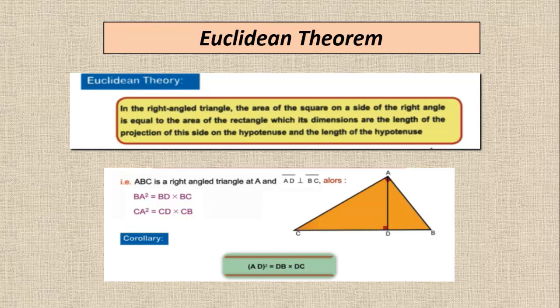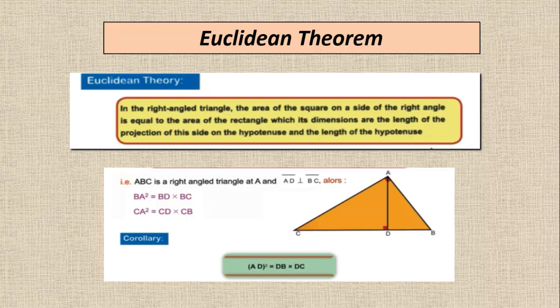The second right side, which is AC power 2, equals the same, the hypotenuse times the part of the hypotenuse next or near to this side, which is called projection, and we don't need this name now. AC power 2 equals BC times CD. Okay? So the two rules are talking about the right side power 2 equals the hypotenuse times the part of the hypotenuse beside the side.